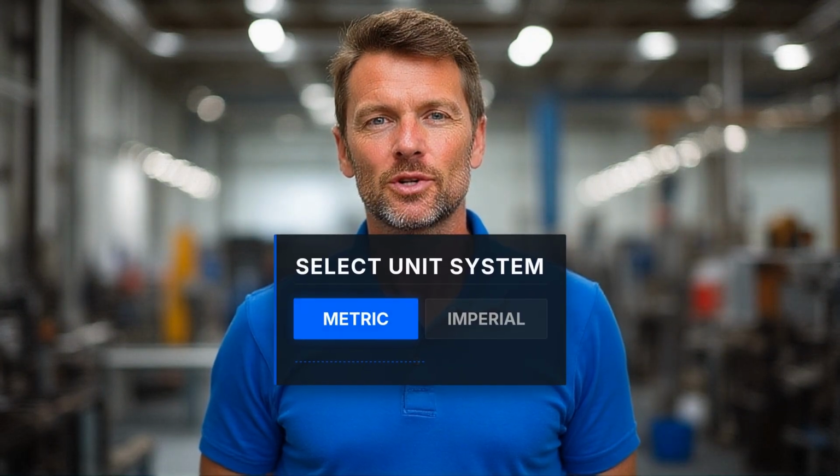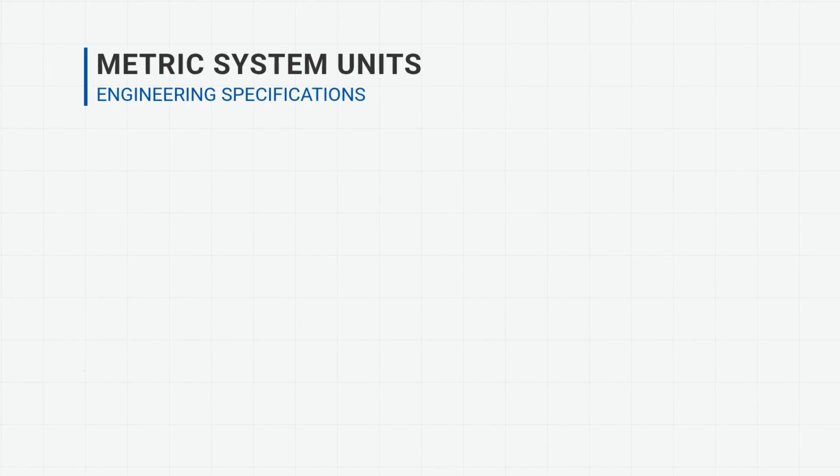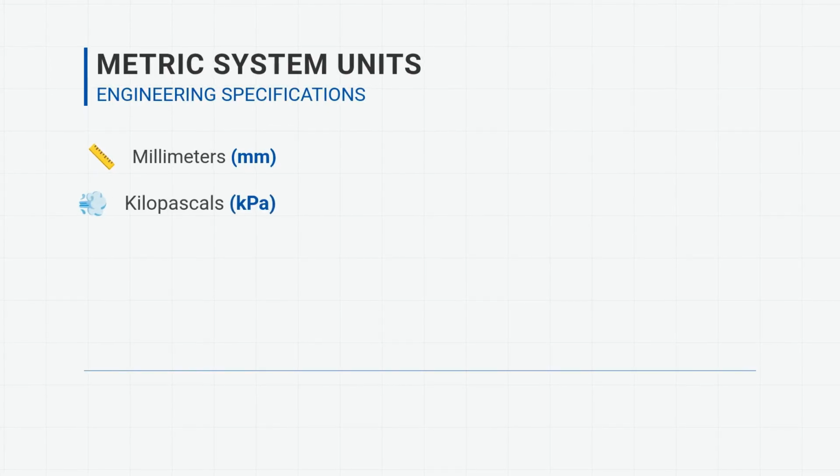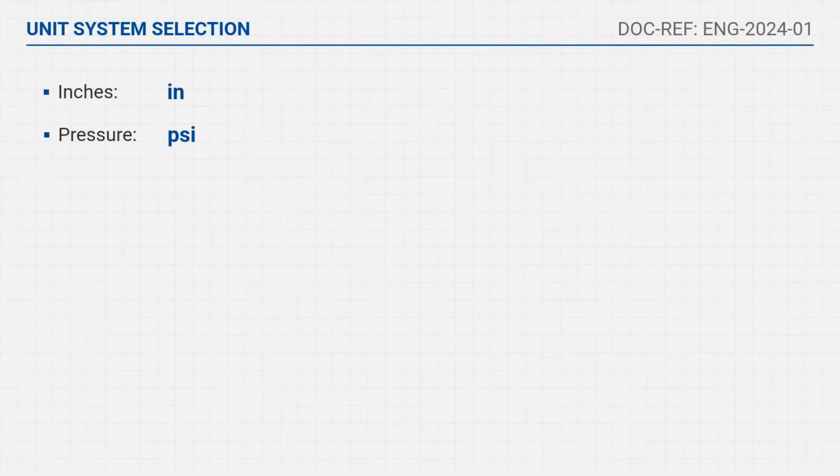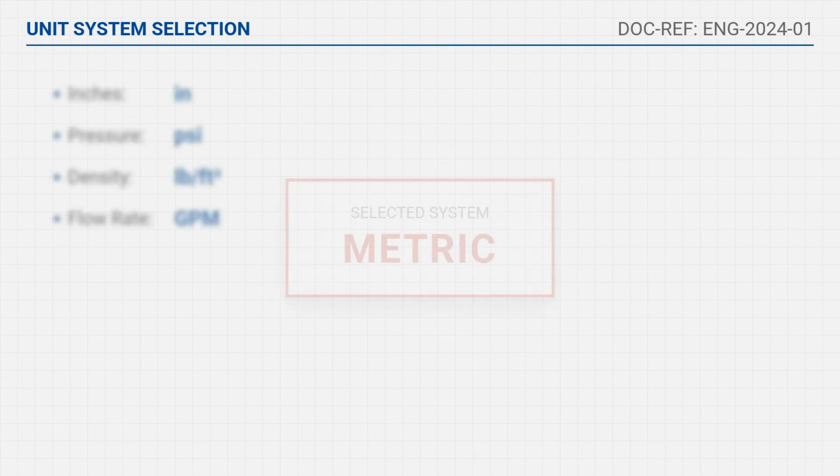First, select your unit system. You can choose between metric with millimeters, kilopascals, kilograms per cubic meter, and liters per minute, or imperial with inches, psi, pounds per cubic foot, and gallons per minute. We'll use metric for this demonstration.